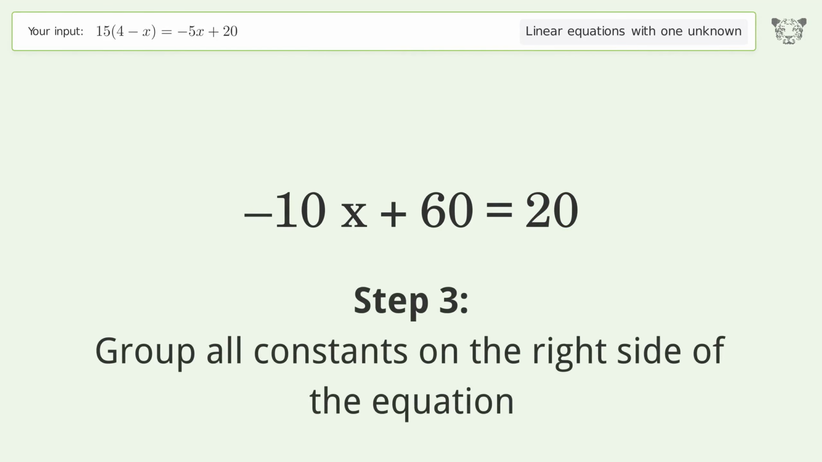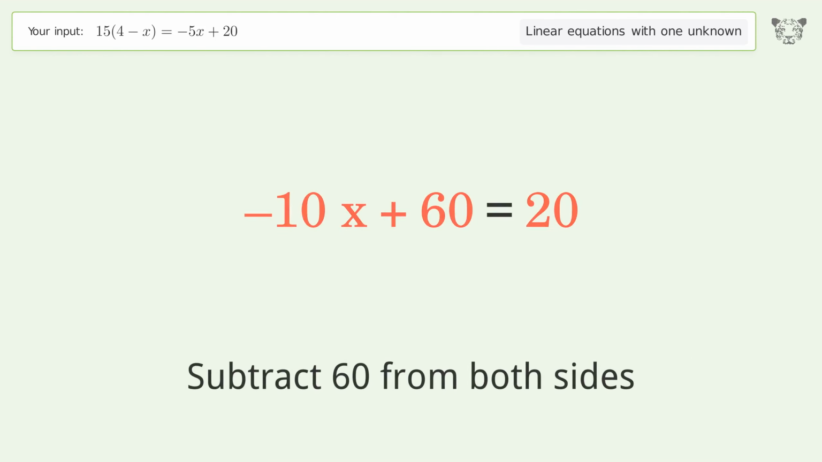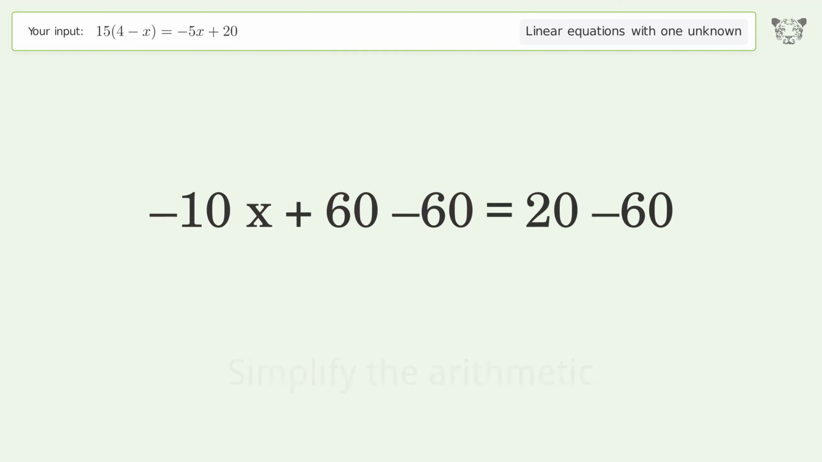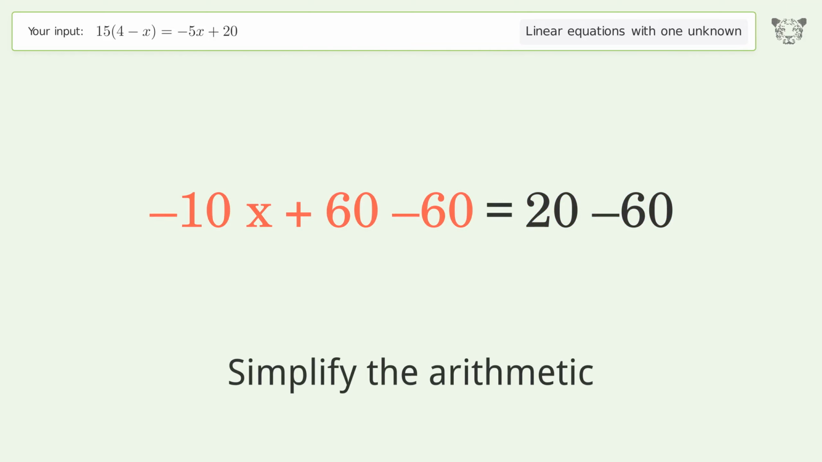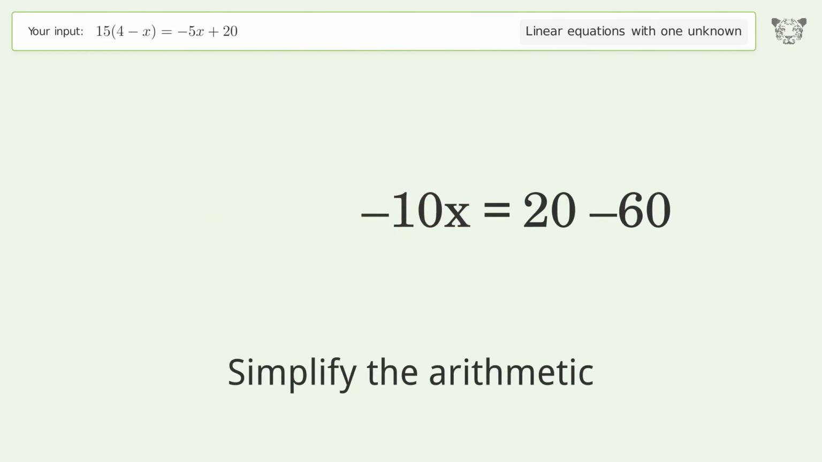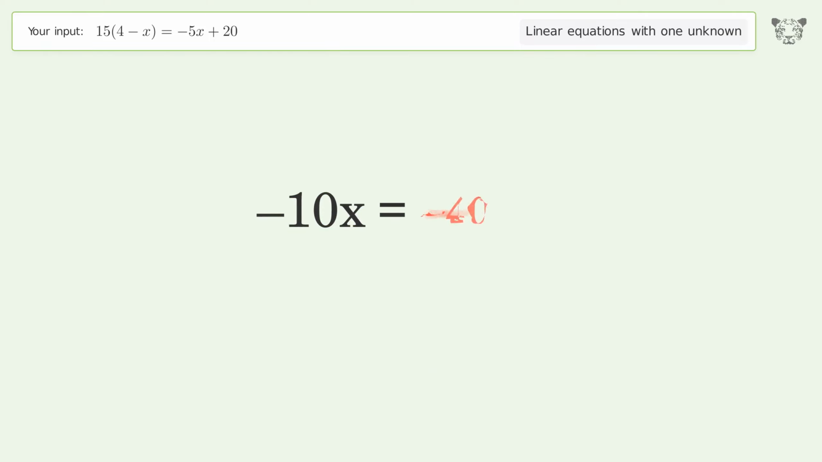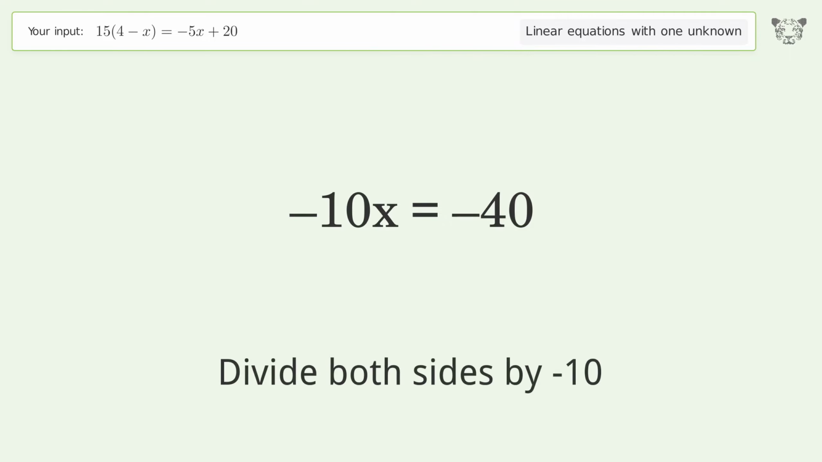Group all constants on the right side of the equation. Subtract 60 from both sides. Simplify the arithmetic. Isolate the x. Divide both sides by -10.